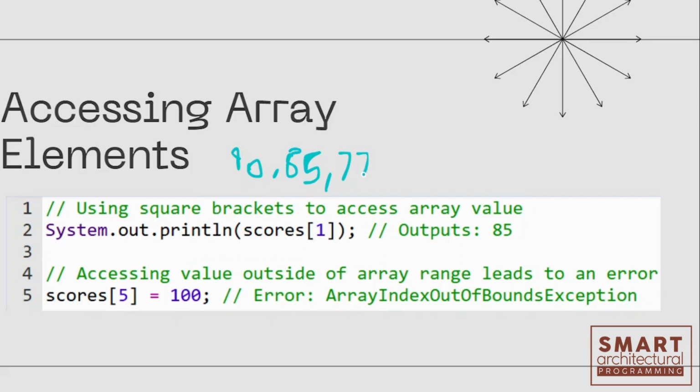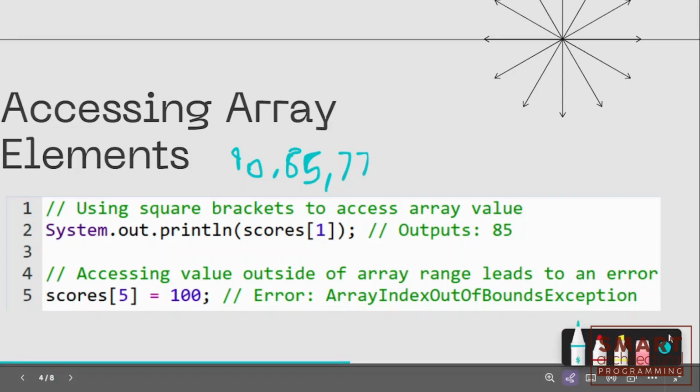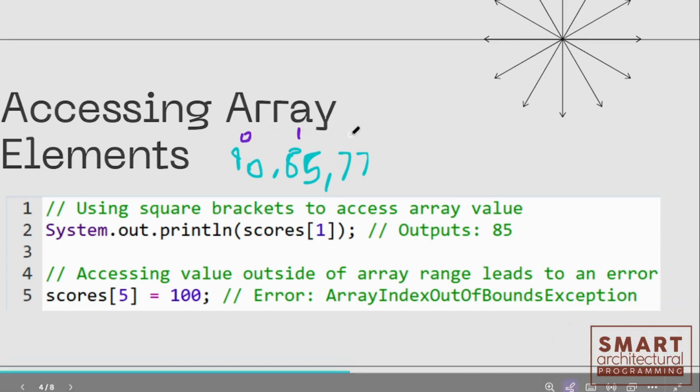And we also know 90 is 0. Let me change color here again. So we mentioned the indexes. So 90 is at index 0, 85 is 1, and 77 is 2. This is because of zero indexing in programming languages, including Java.